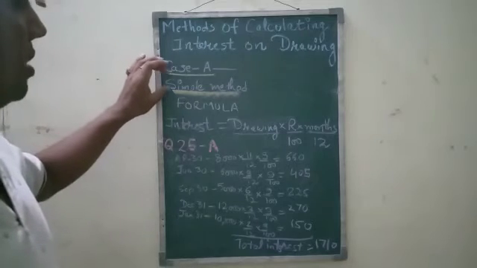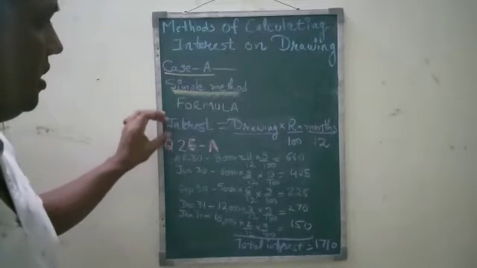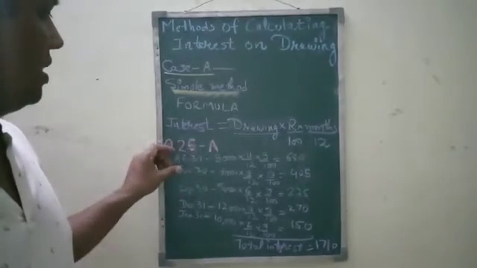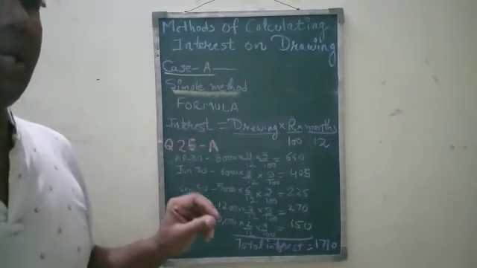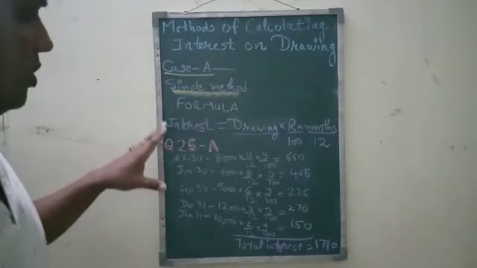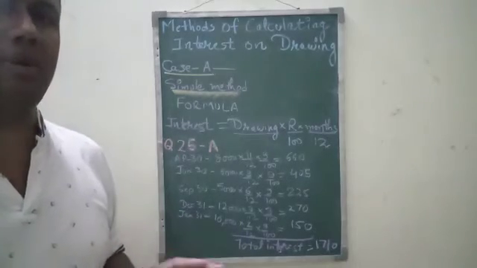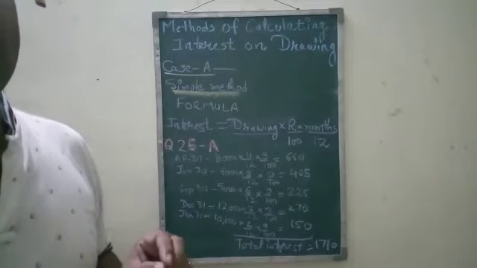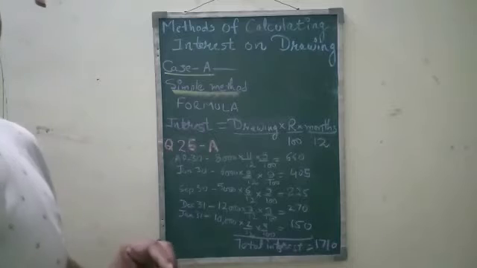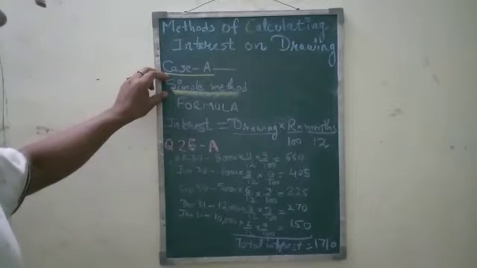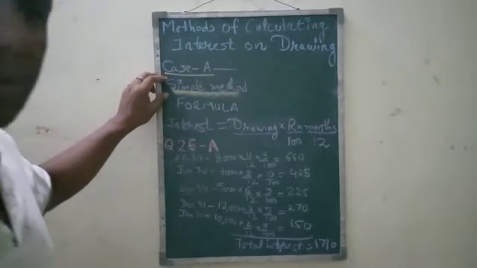While in a simple method, interest on drawing is calculated for every transaction of drawing separately. However many different times the amount is withdrawn, every time the amount of drawing is charged separately, and we calculate the interest. That's why it is known as the simple method of calculating interest on drawing.